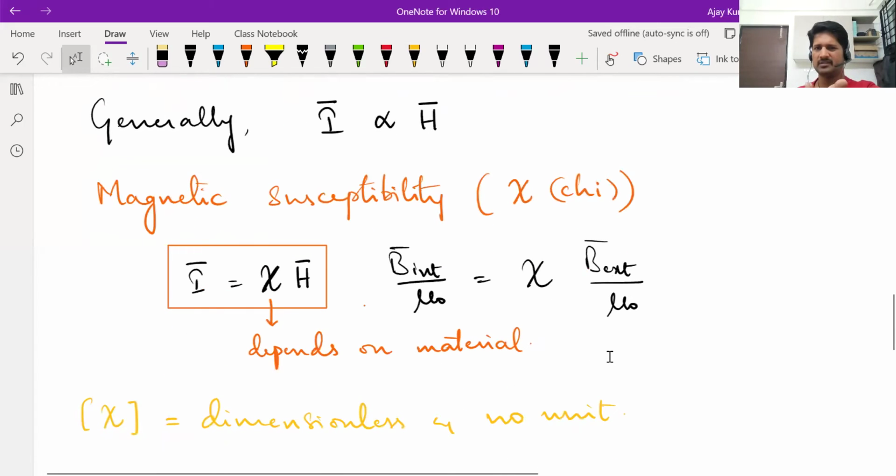Okay, the name itself tells you the meaning. Susceptible means how easy it is to modify that thing or make it do what we want. That is what susceptible means. So basically, if X is a high value, the internal field will be a high value. If the material has high susceptibility, it can easily be magnetized, or it can be made a very strong magnet.